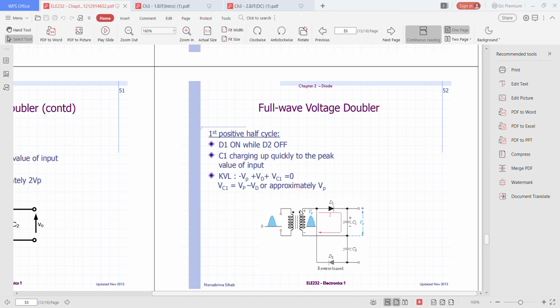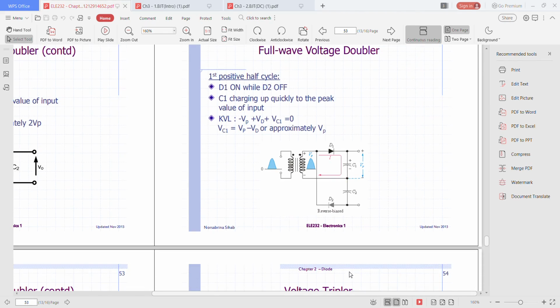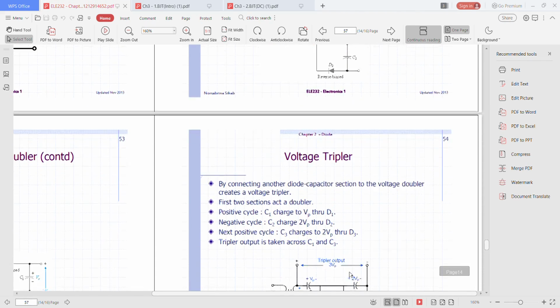Okay, so here Vc1 will be equal to Vp minus Vd, or approximately Vp. Okay, so this is the positive half cycle for full wave voltage doubler. Now we look at the negative half cycle.